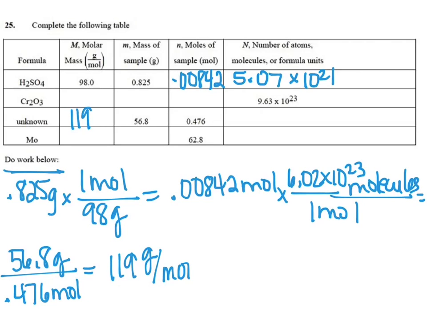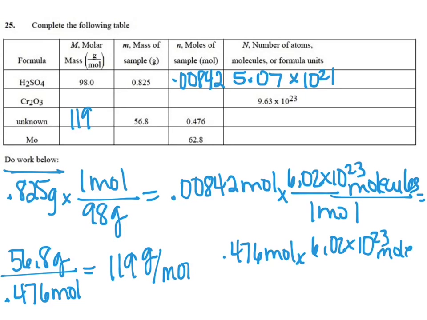And then if we do the last part, if we have 0.476 moles, and we multiply that by Avogadro's number, we should get 2.87 times 10 to the 23. Are there any questions on how to do those? Since there will be some on your homework.